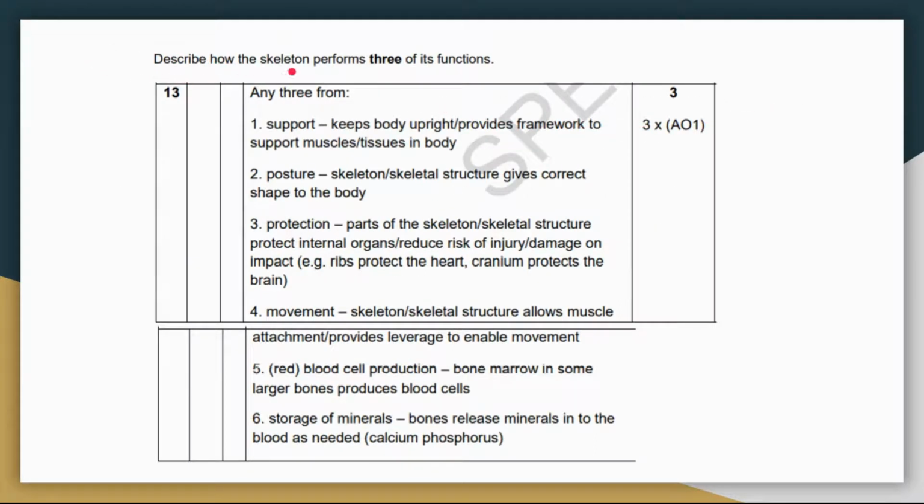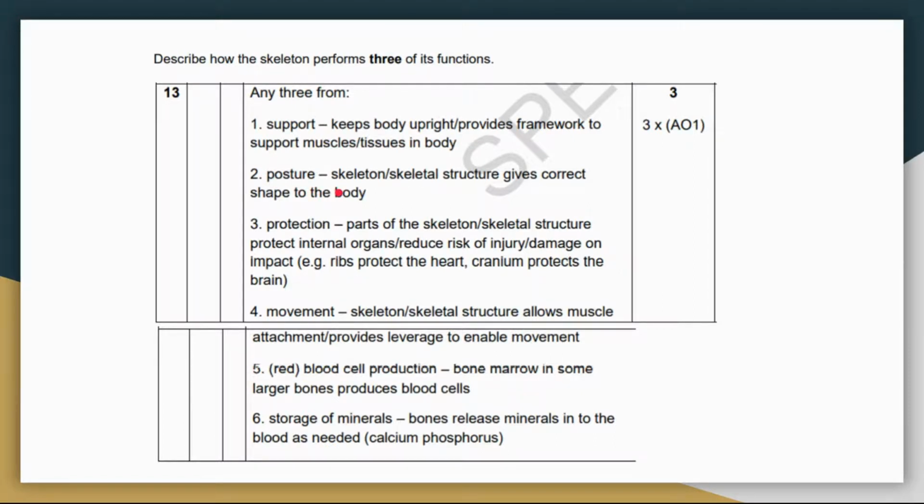Describe how the skeleton performs 3 of its functions. So the skeleton has 6 functions, and we need to describe 3 different functions. It's not quite enough just to put the function itself. For example, if you've just put support, you're probably not going to get the mark. We need some sort of small explanation as well. So if you put the skeleton offers support, and this helps to keep the body upright, then that would be worth a mark. Again, for posture, very similar.